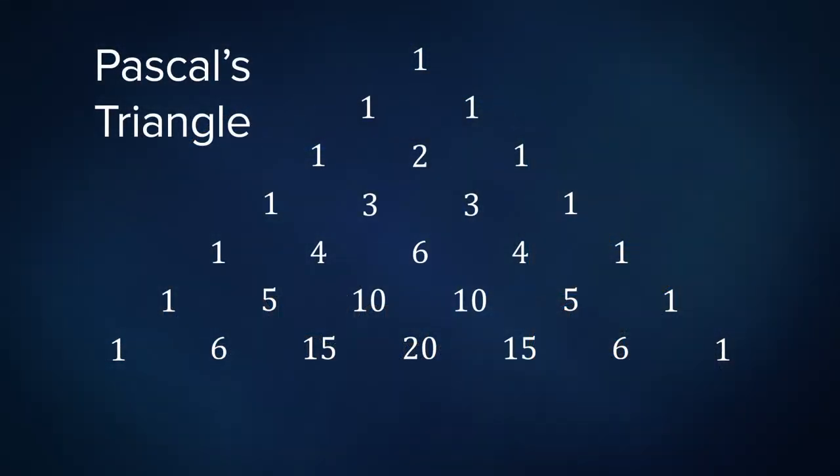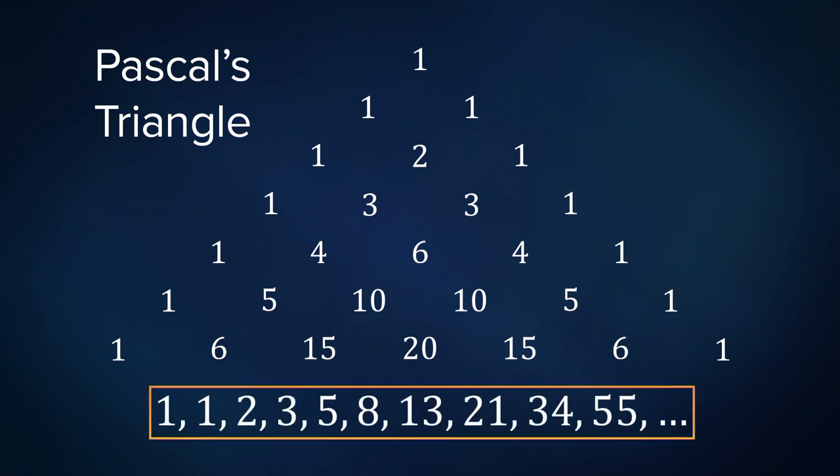Behold Pascal's triangle. Whereas the Fibonacci numbers are listed in one infinitely long row, the numbers in Pascal's triangle are listed in one infinitely long triangle. Now, this triangle has a lot in common with the Fibonacci numbers. The Fibonacci numbers start with 1 and 1. In Pascal's triangle, the first and last entry in each row is 1.